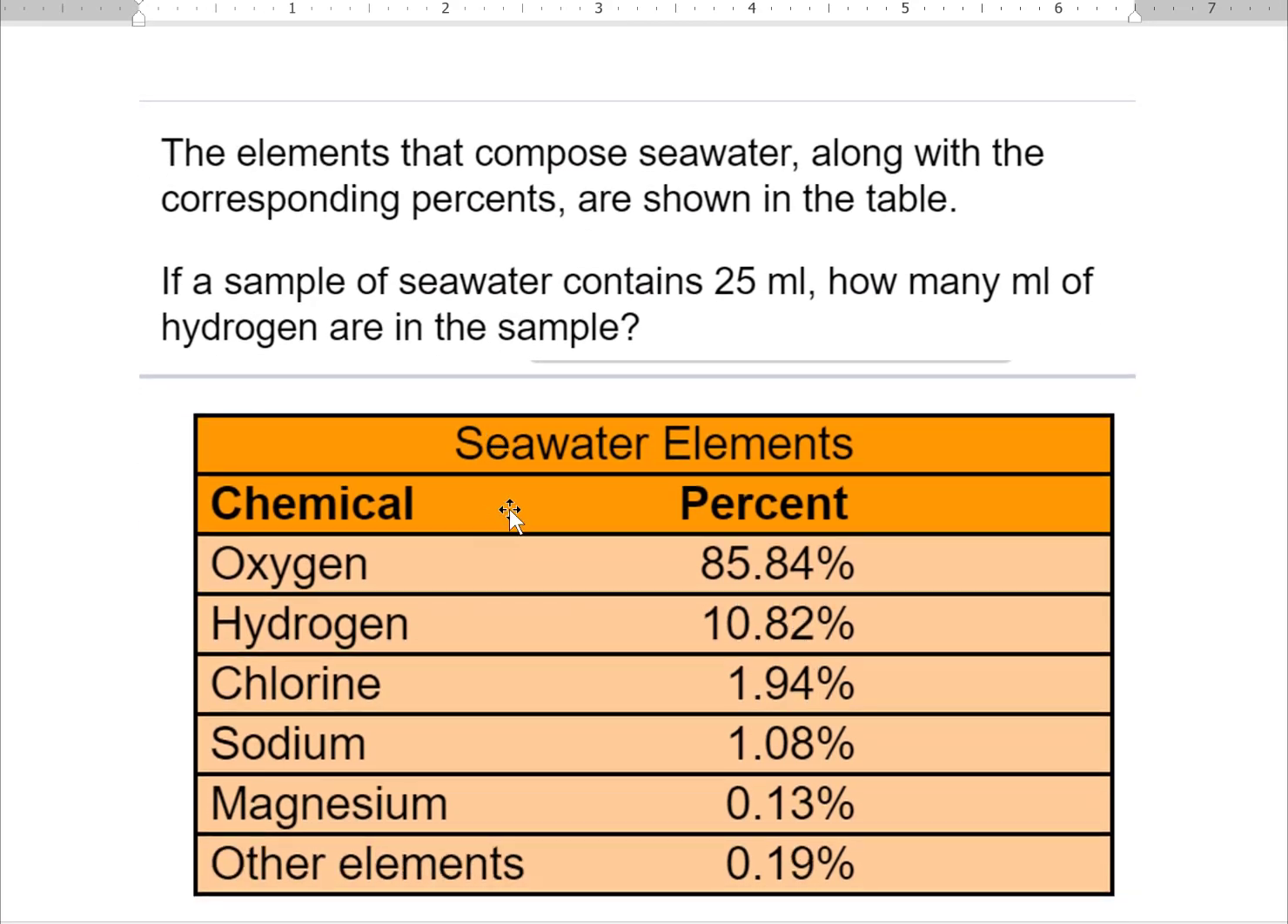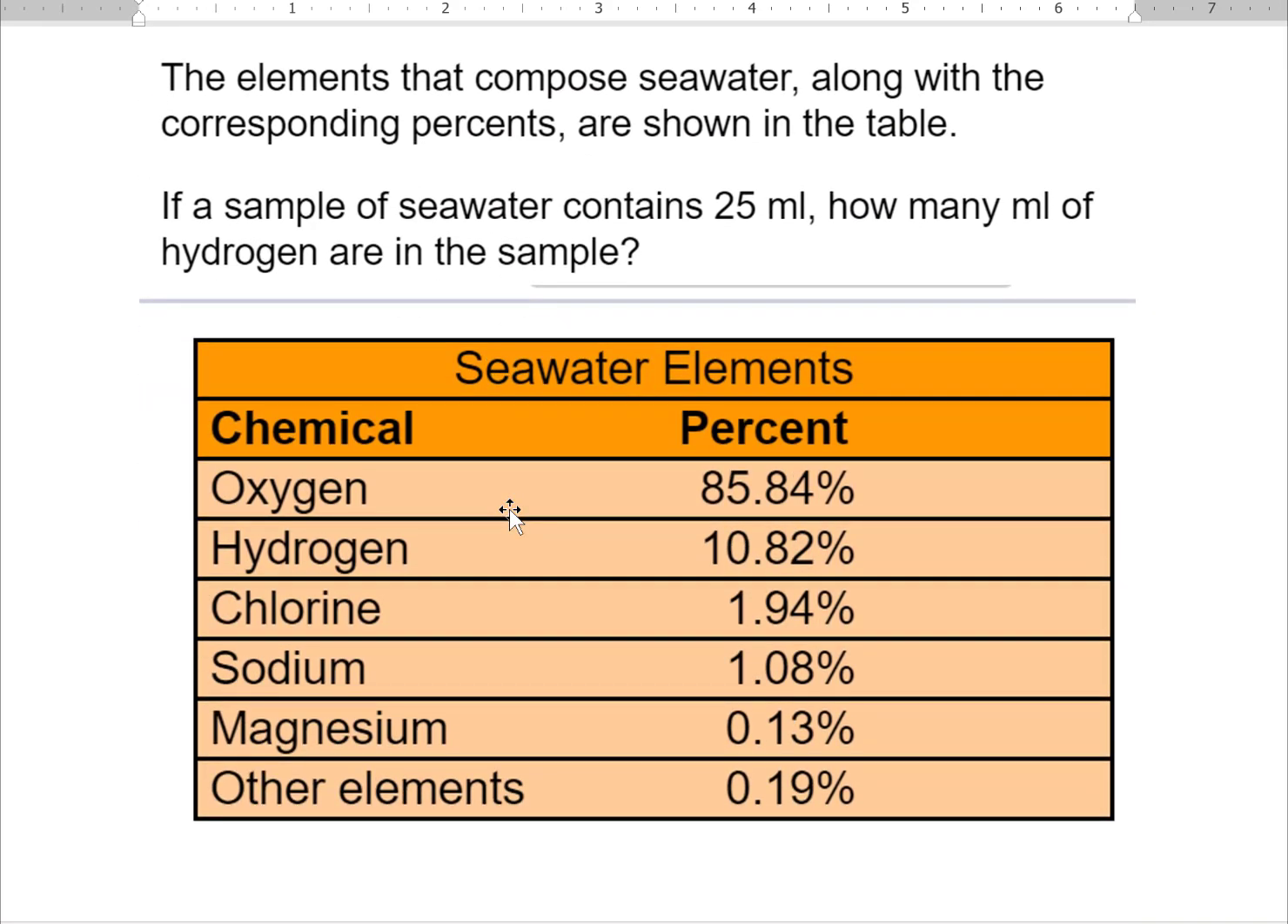The elements that compose seawater, along with the corresponding percentages, are shown in the table. If a sample of seawater contains 25 milliliters, how many milliliters of hydrogen are in the sample? So it shows me the percent here. If I take this percent and convert that to a decimal, then I can multiply it by the 25 milliliters.